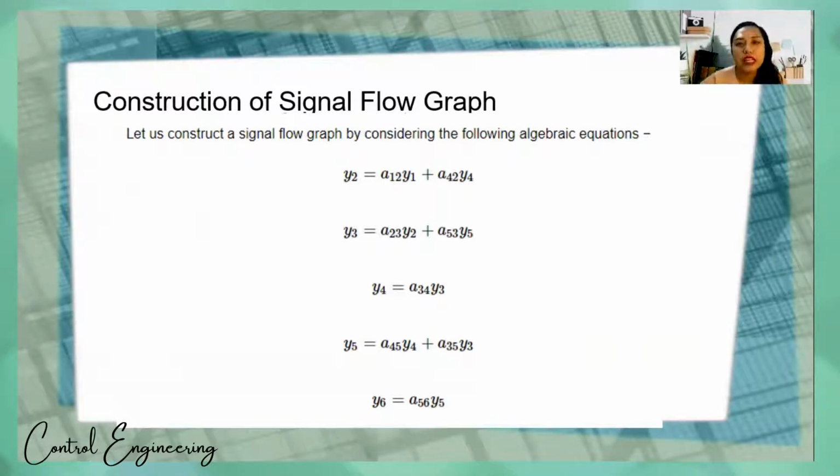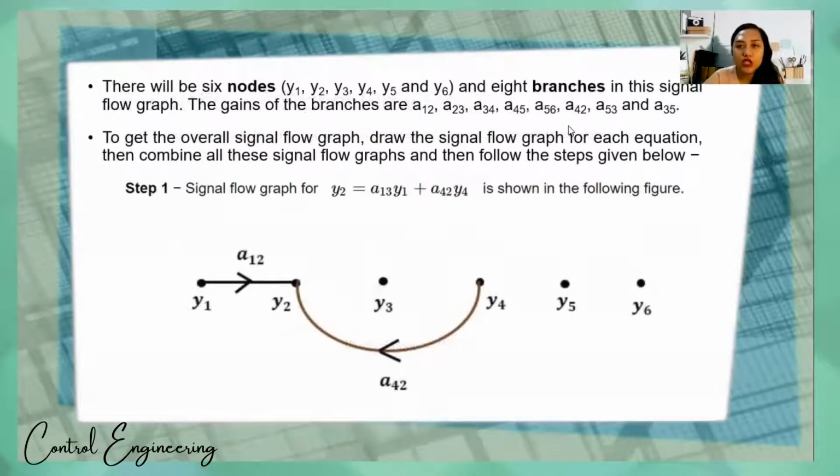So how will we construct the signal flow graph? As you can see, there will be 6 nodes: Y sub 1, Y sub 2, Y sub 3, Y sub 4, Y sub 5, and Y sub 6. And there are 8 branches. In the signal flow graph, the gains of the branches are A sub 12, A sub 23, 34, 45, 56, 42, 53, and 35. To get the overall signal flow graph, draw the signal flow graph of each equation, then combine all the signal flow graphs, following the steps given below.